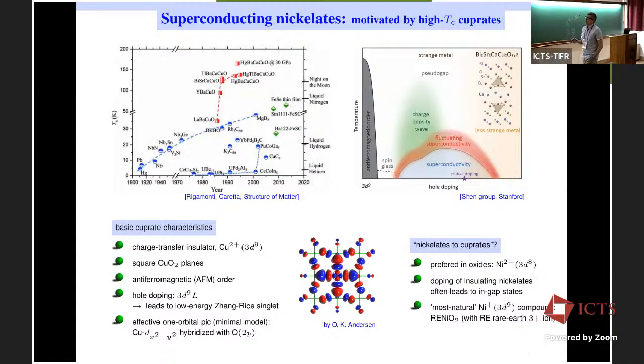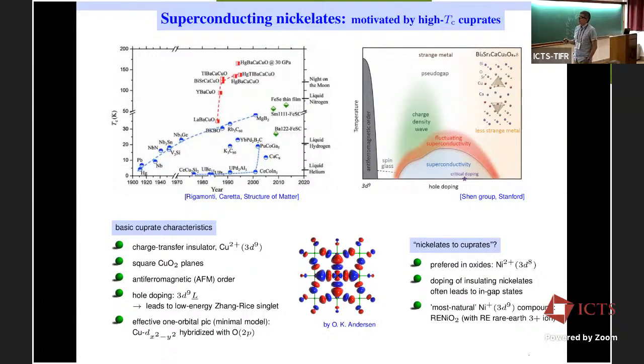And the basic minimal model to get physics out of this, which, well, is still debated, but it is believed to be maybe sufficient, is a one-band model of the x²−y² kind of copper orbital, strongly hybridized with oxygen, giving rise to this Zhang-Rice singlet. So Zhang-Rice singlet means that oxygen 2p and copper x²−y² go together hand in hand and form a low energy quasi-particle, which then should govern the main physics in this phase diagram.